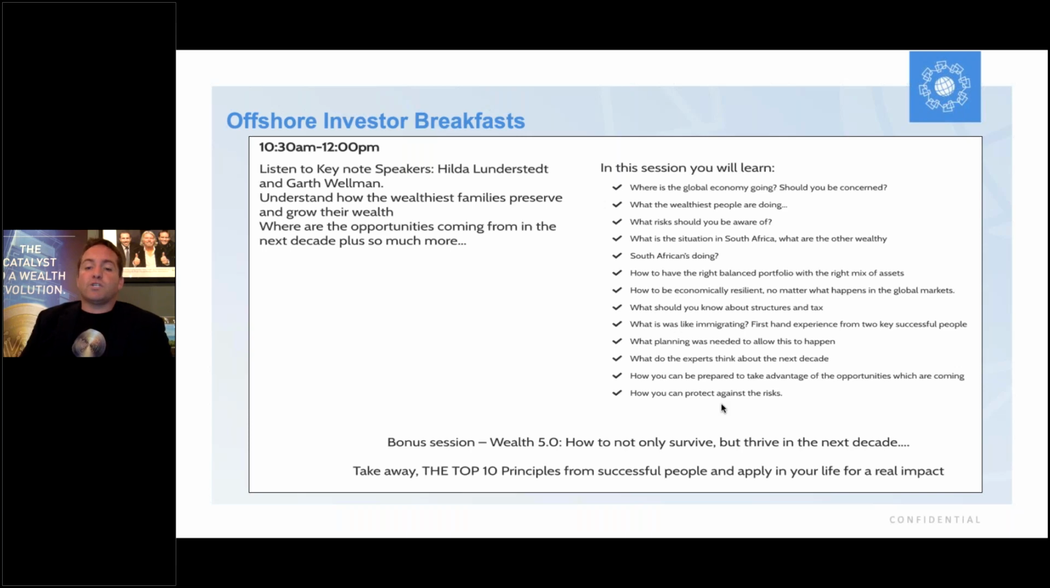What are the risks you should be aware of? What is the situation with South Africa? And what are wealthy people in South Africa doing? How are we going to get a balanced portfolio with the right mix of assets? How economically resilient are you? And no matter what happens in the global markets, what should I do about tax and structuring?